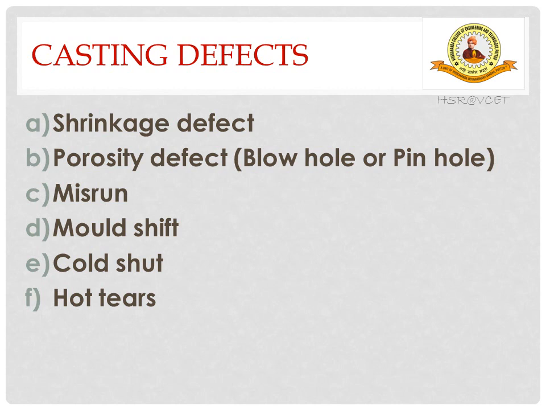Coming to the casting defects. The casting process involves a number of variables, and a loss of control in any one of these variables can cause defects under certain circumstances. Some of the common casting defects are as shown: shrinkage defect, porosity defect, misrun, mold shift, cold shut, and hot tear. Let's discuss one by one.